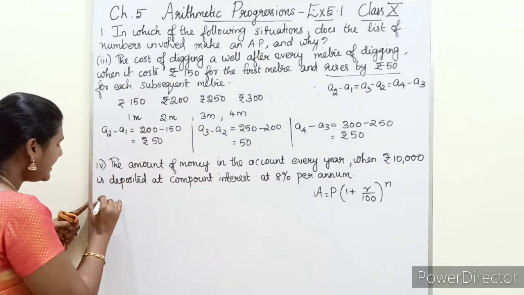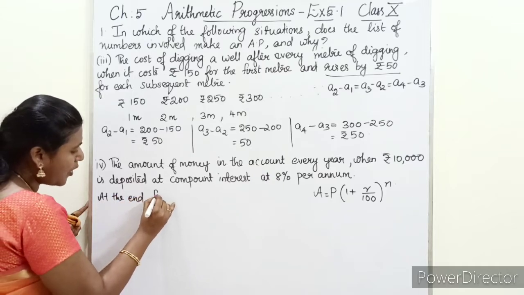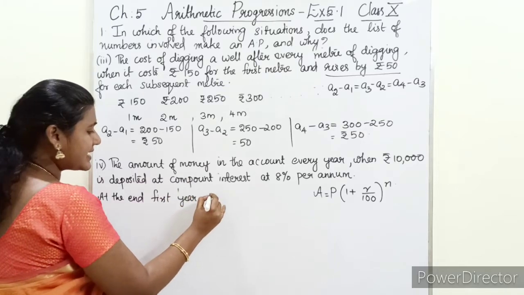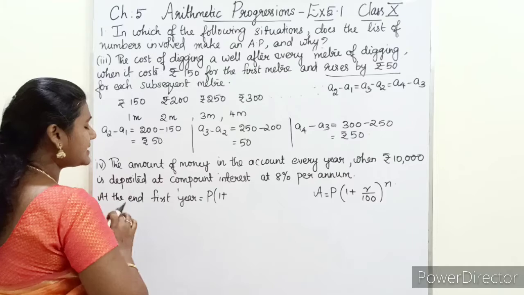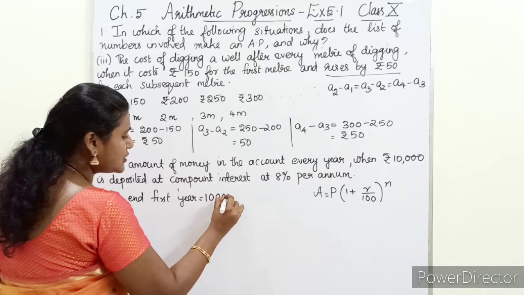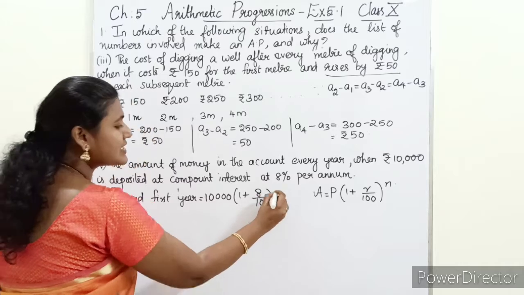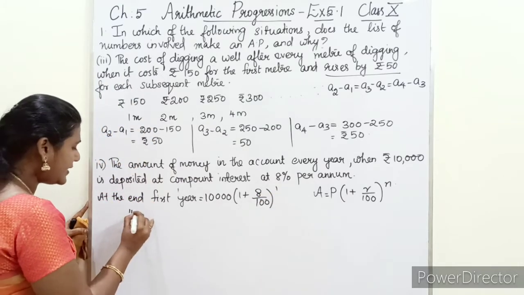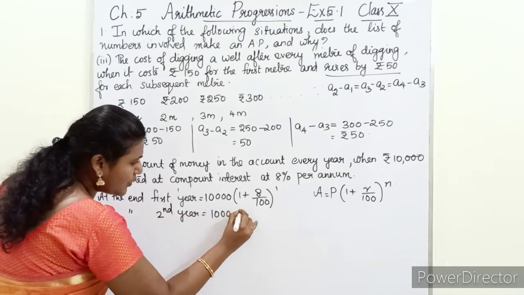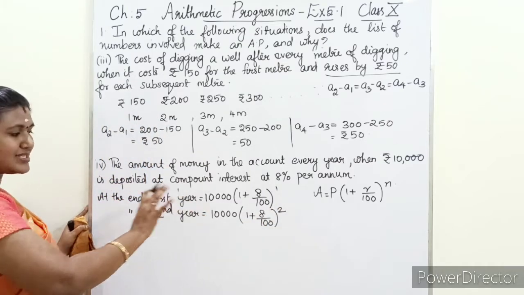So first we will see at the end of the first year. What is the amount? The amount at the end of the first year is P into 1 plus R by 100. P is nothing but 10,000. Here the principal is rupees 10,000. So 10,000 into 1 plus, here the interest is 8, so 8 by 100, into first year means 1. Now at the end of the second year, 10,000 into 1 plus 8 by 100 the whole square. So the year is 2 here. So this is the amount.